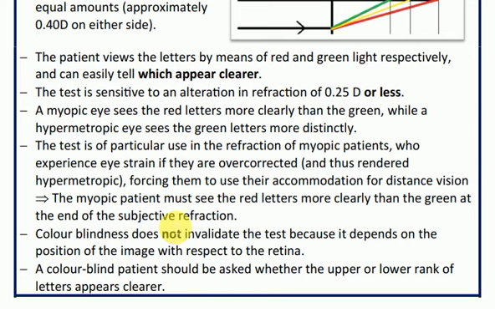Color blindness. The myopic patient must see the red letters more clearly than the green at the end of subjective refraction. Color blindness does not invalidate the test because it depends on the position of the image with respect to the retina. A color blind patient should be asked whether the upper or lower rank of letters appears clearer.